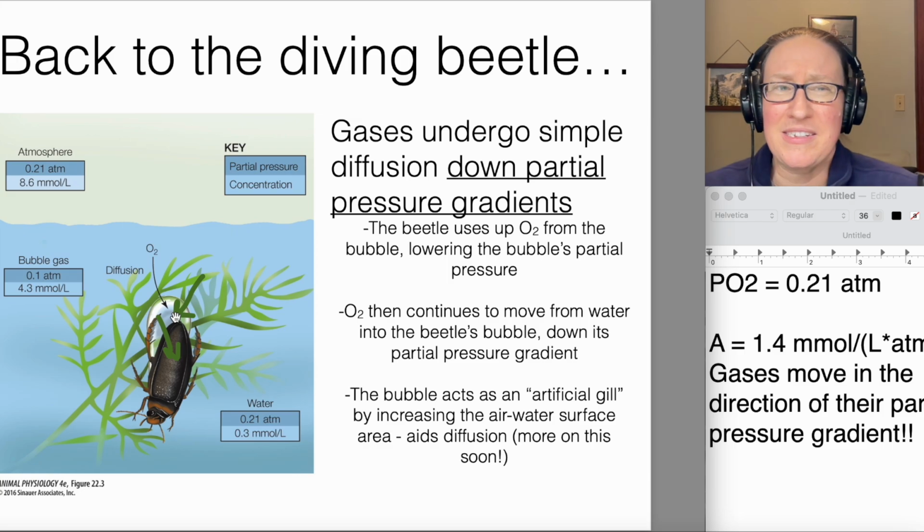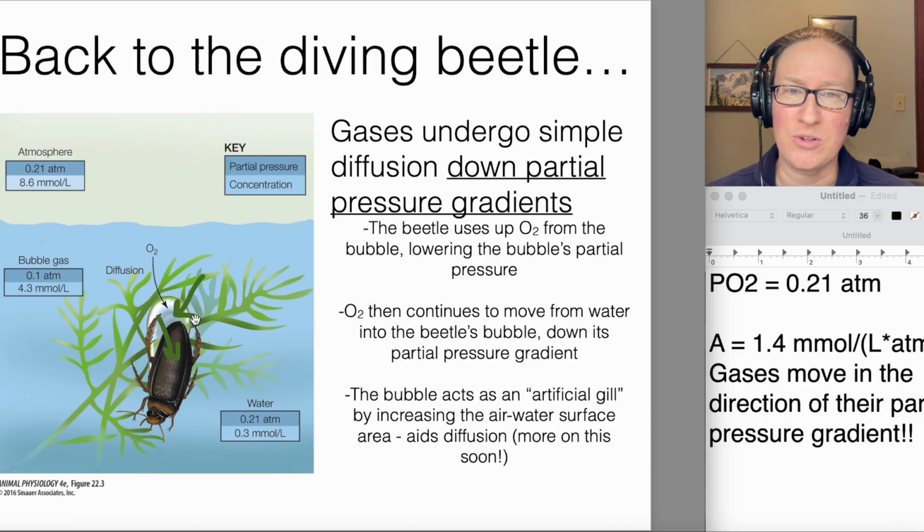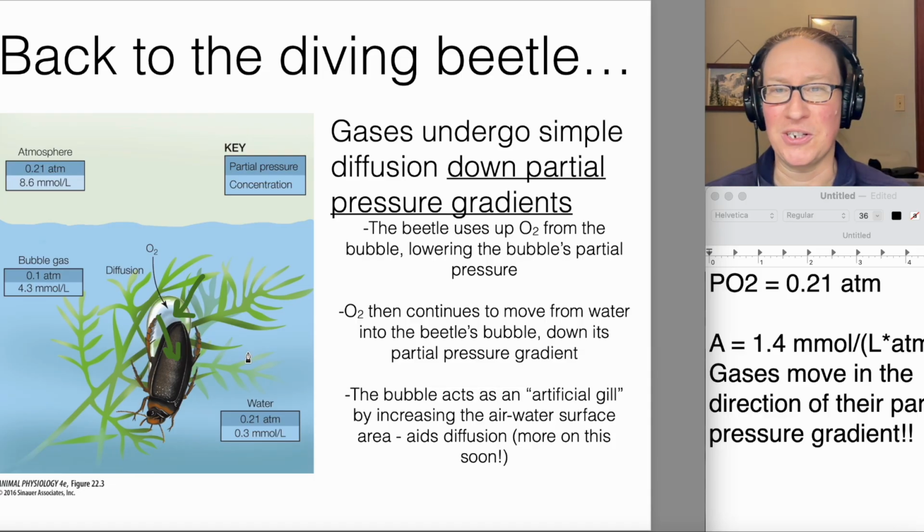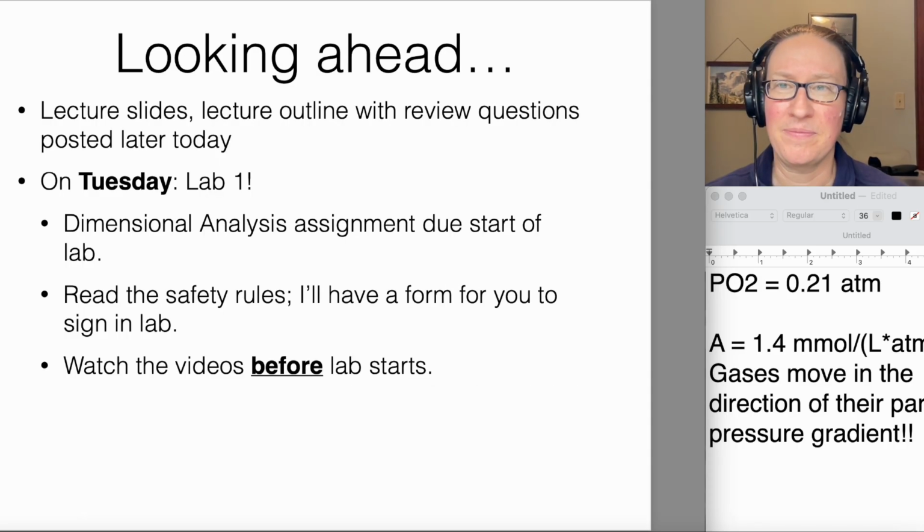Right, and so this is really the secret for how diving beetles can stay underwater for so long. This bubble actually acts as a sort of artificial gill, and it does so just by increasing the surface area between air and water. And that's important for aiding diffusion, and we'll talk more about that soon.